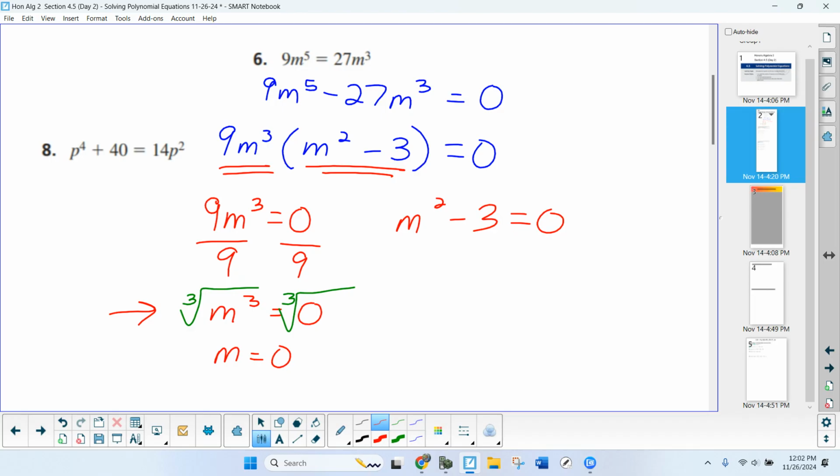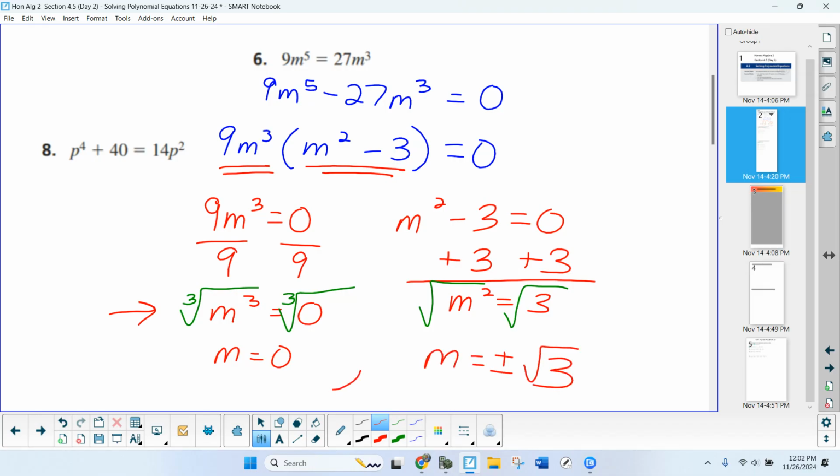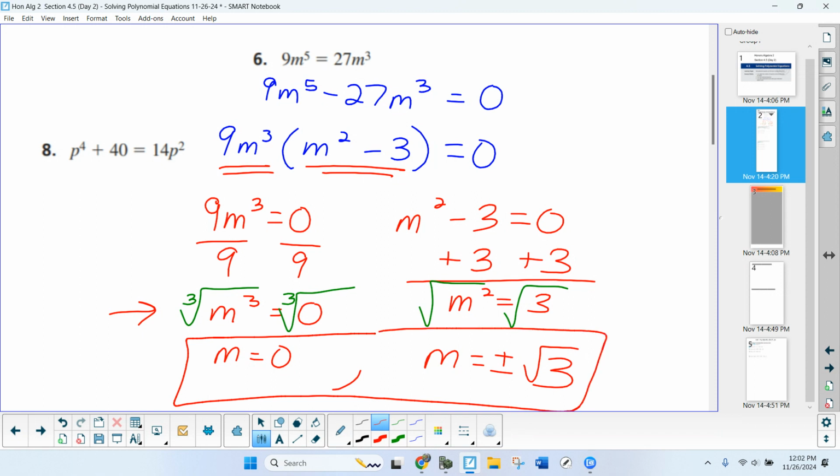Now, over here, what are we going to do? Add 3. I get m squared equals 3. And now what are you going to do? Square root it. Don't forget to put a what out front. So your 3 answers are 0, positive square root of 3, and negative square root of 3. Questions? That one was a little tricky. Glad you asked, Quinn. Any others?